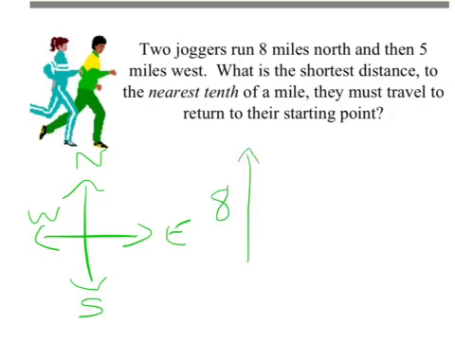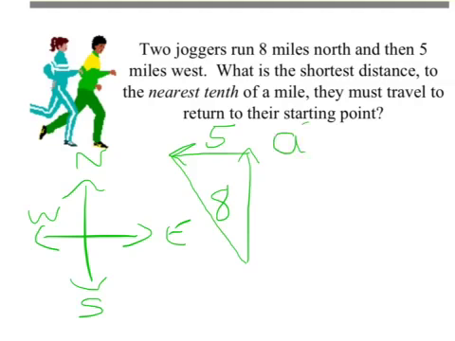So there's 8 miles north. Then they run 5 miles west. West would be this direction, and that's 5 miles. And so it says, to the nearest tenth of a mile, the shortest distance they must travel to return to their starting point. So I have to go all the way back to the start here. You notice that makes a right triangle with a leg of 8, a leg of 5, and a hypotenuse of an unknown length. So now I want to plug that into the Pythagorean theorem.